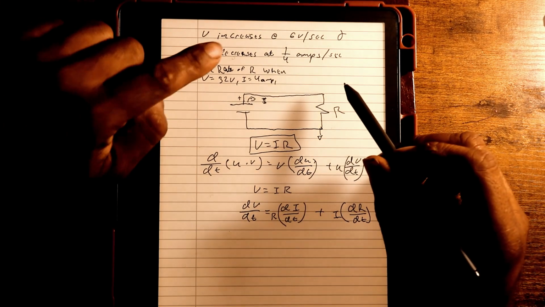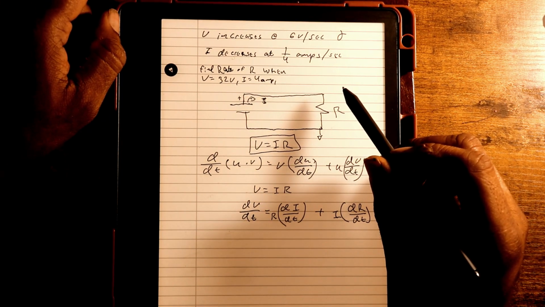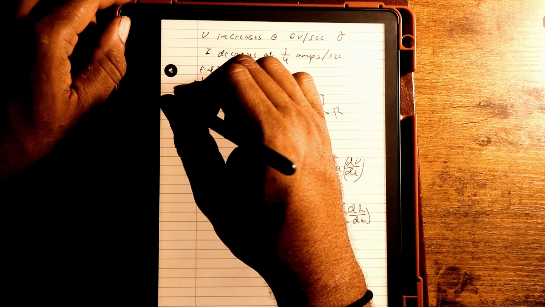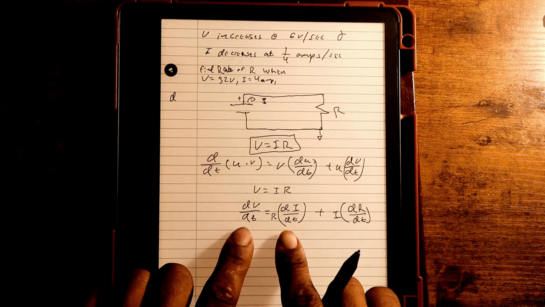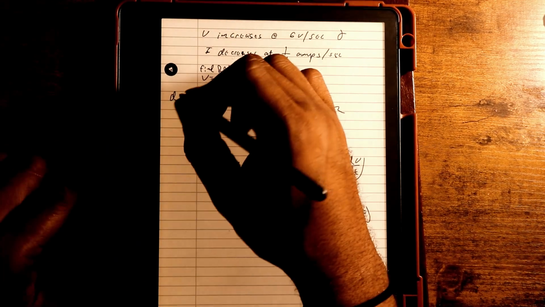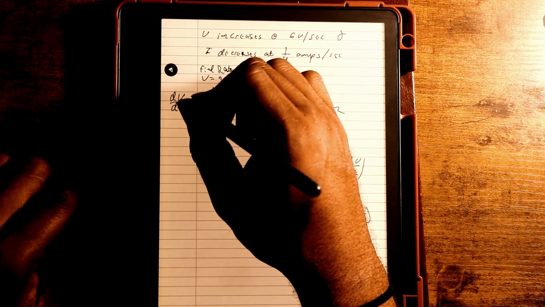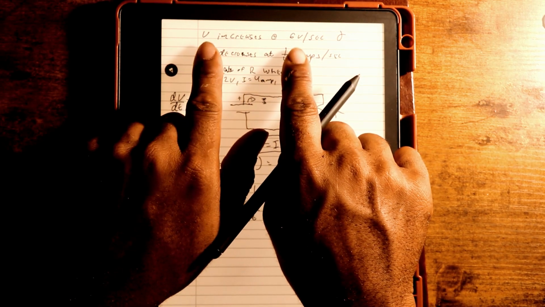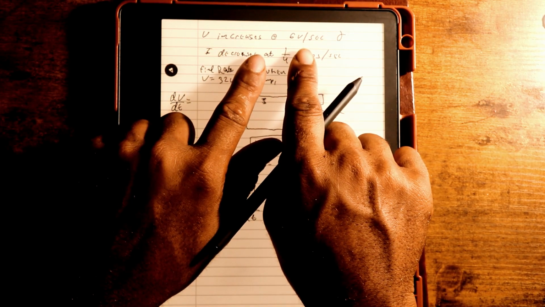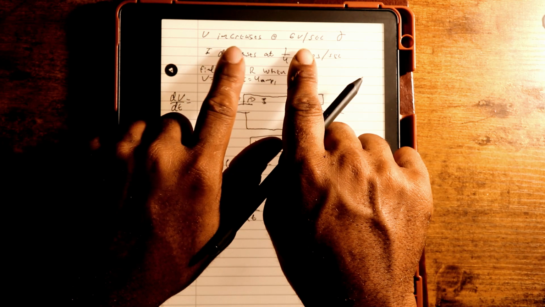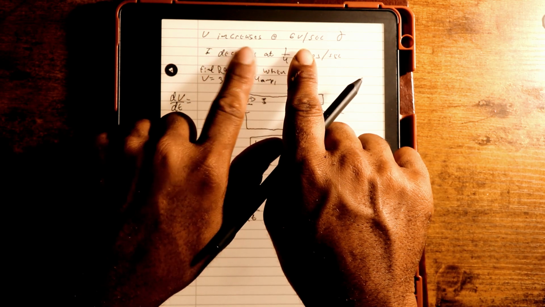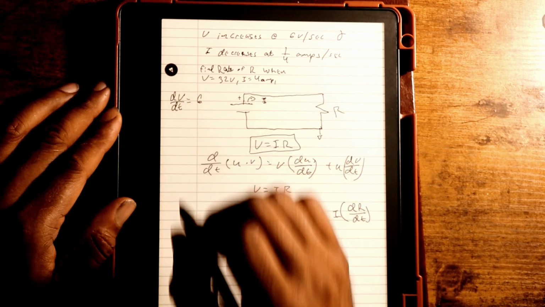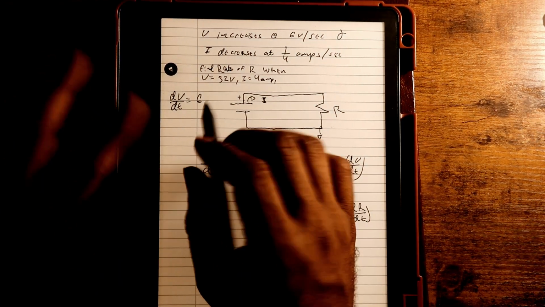So remember, V increases at 6 volts a second. What does that tell us? That's already giving us a derivative. So when we look at this equation, dV over dt is in the question itself. V increases, that's showing you a rate. The rate of V is 6 volts a second. So the rate of V is 6. We can put 6.